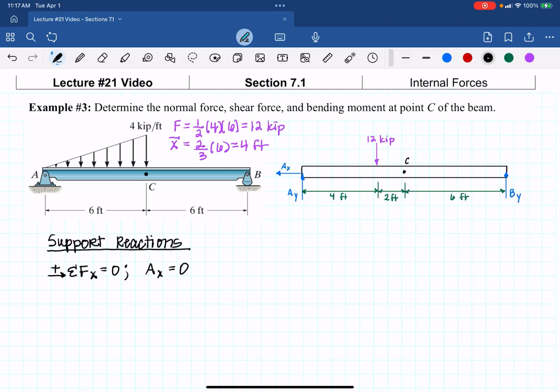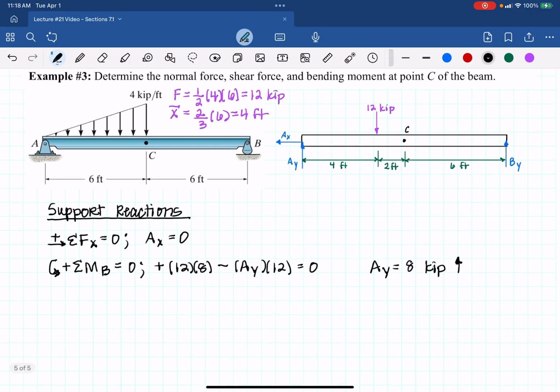And then I'm going to take the moment about B so that I can solve for A of Y. So from the moment at B, I've got the 12 kips times 8 feet. And then I've got negative A of Y times 12 feet equals 0, which means A of Y equals 8 kip upwards.